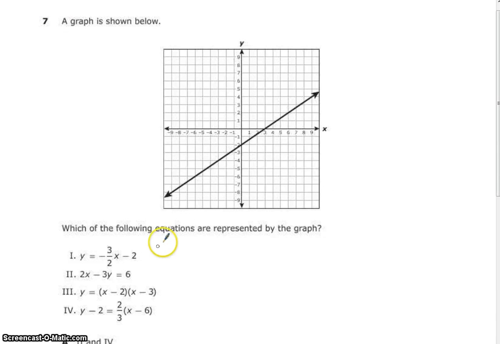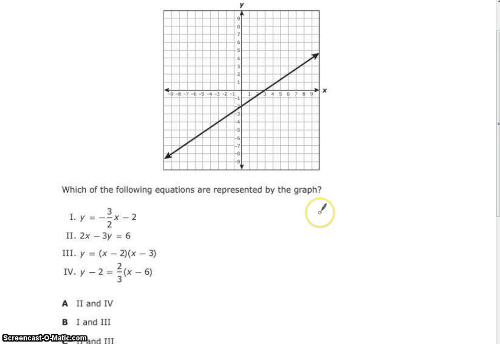Number 7, which of the following equations are represented by the graph? There are lots of different ways that you can go about this. My suggestion is probably to pick a point. Now pick a good point. (0, -2) is a good point. (3, 0) is a good point.